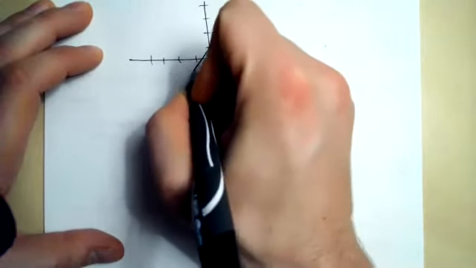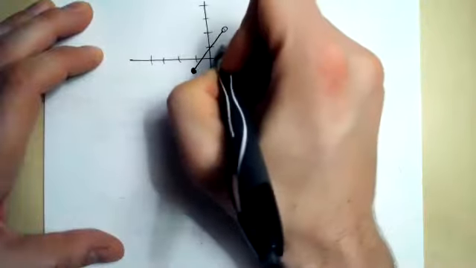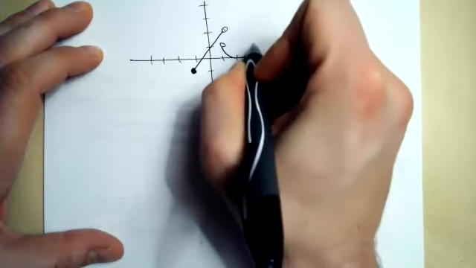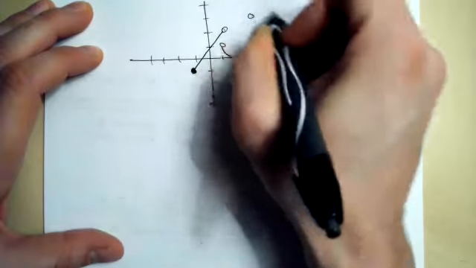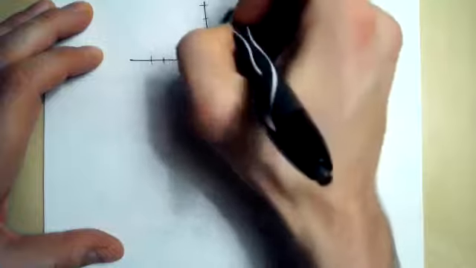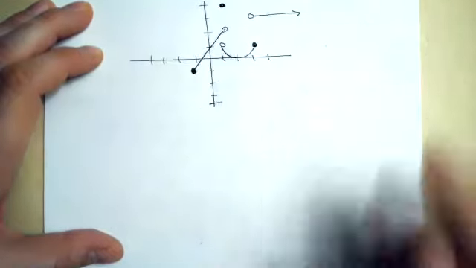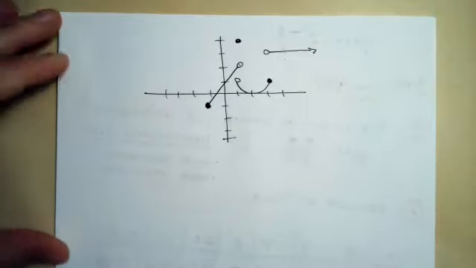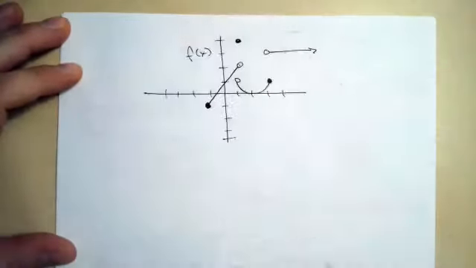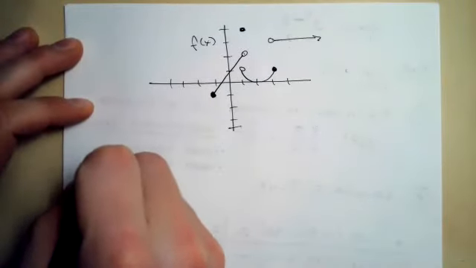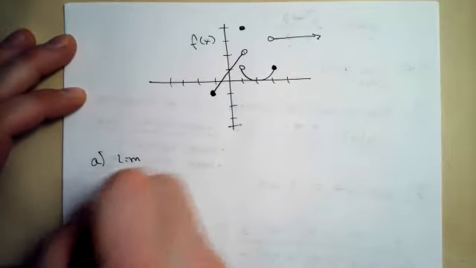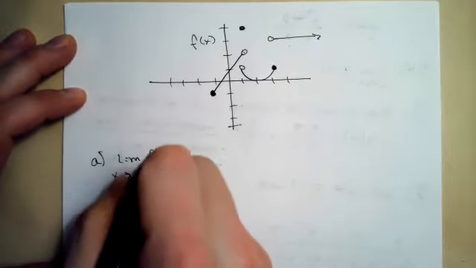So let's say we've got something like this. We've got a line, we've got a semicircle, straight line here, and maybe a point up here. And this will be our function, f of x. Let's answer a few things about this function. So what is the limit as x approaches 0 of f of x?